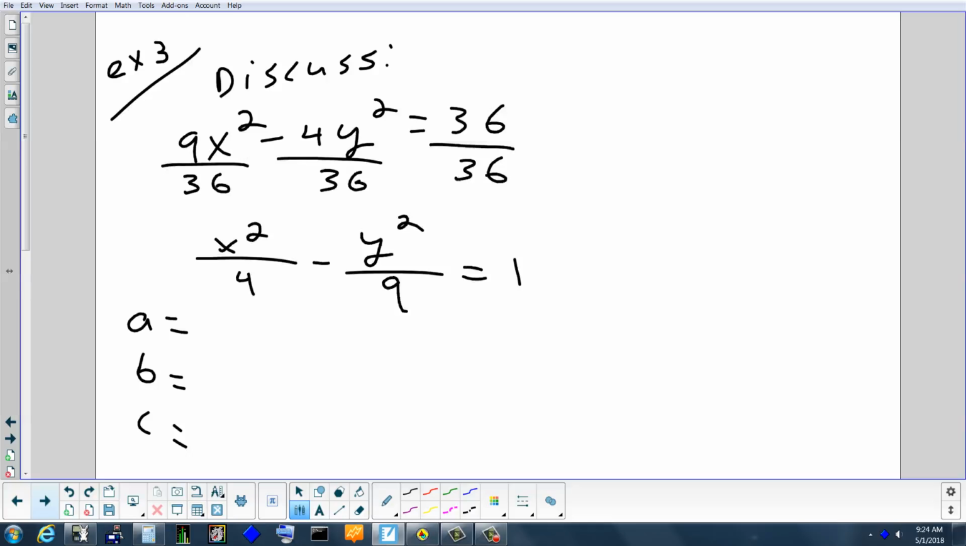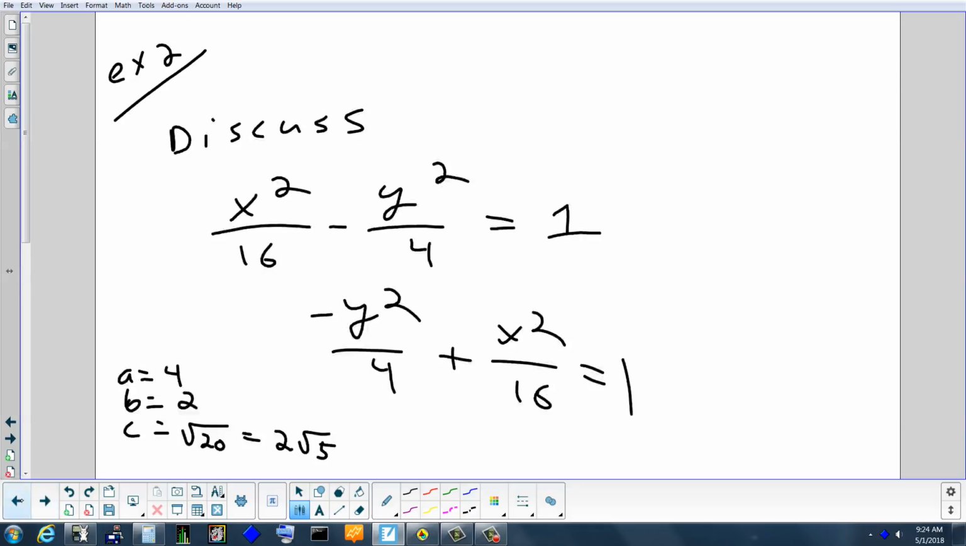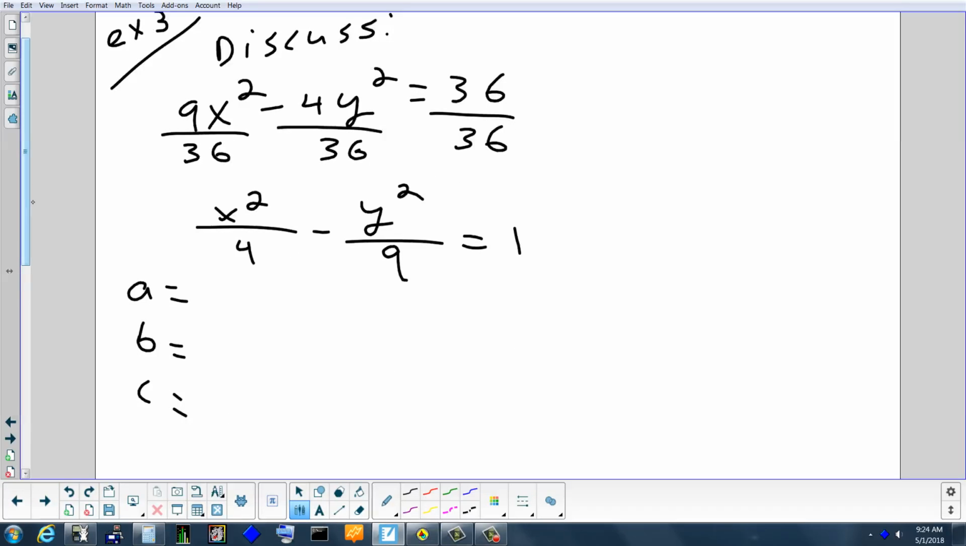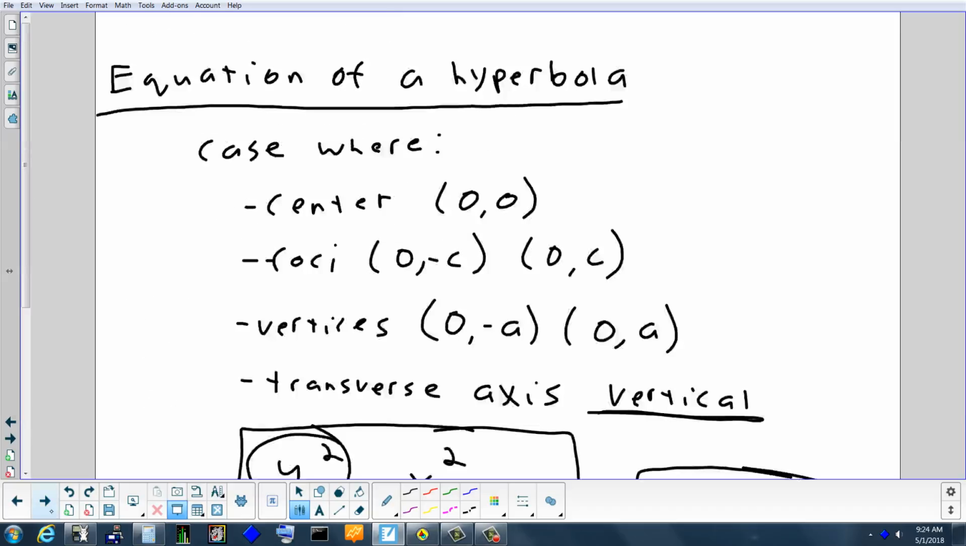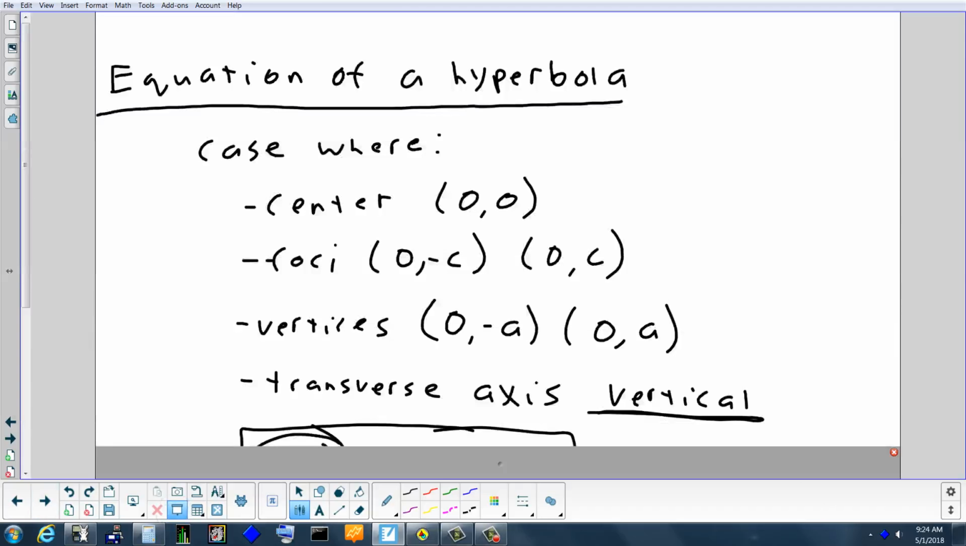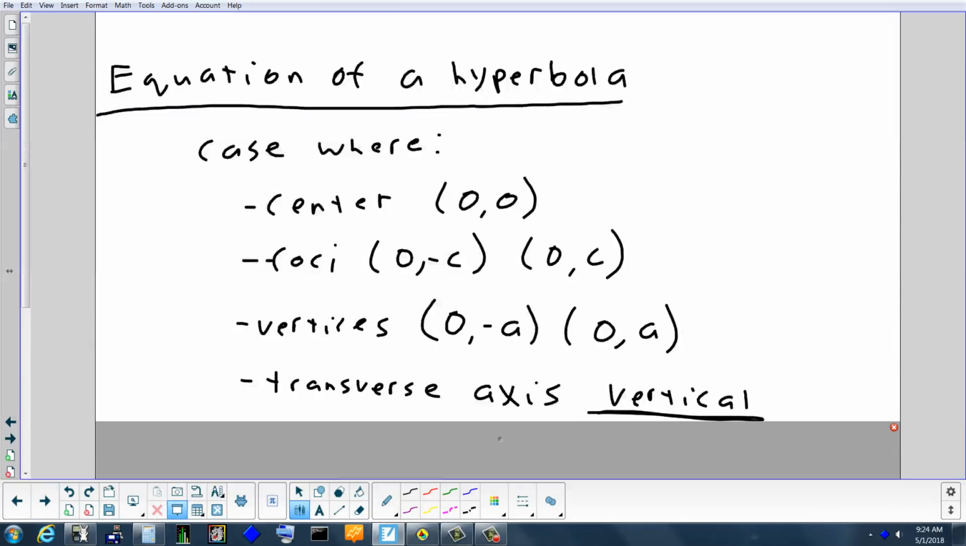The x squared term is positive, so it's going to be exactly the same kind of problem as this one. Does anyone want me to go through and discuss that from here? How to find A, B, C, and then everything else? Okay, so it'd be just like the last one. All right, so now let's look at the case where we're still at the origin, but now everything's going to go vertical, okay, up and down.